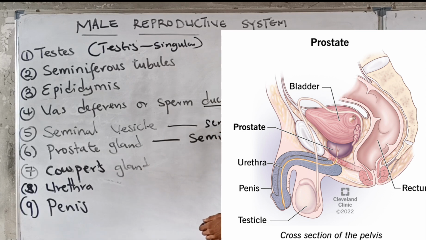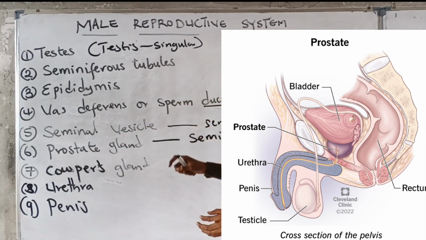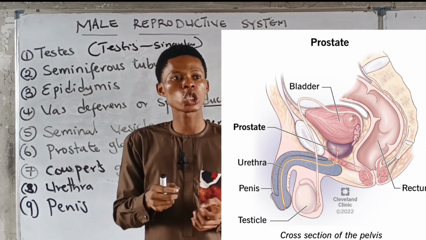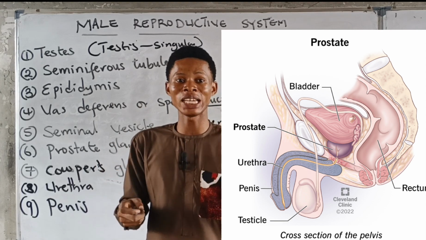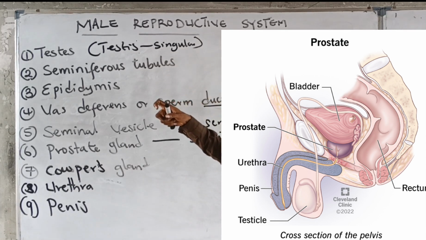The sperm itself needs energy. The sperm needs food. If not, the sperm will die. So the seminal fluid now in this seminal vesicle contains what? Fructose. Contains fructose, and it is the fructose, that sugar fructose, that is giving the sperm what? Energy. Good. Now the prostate gland also produces part of the seminal fluid that activates the sperm.